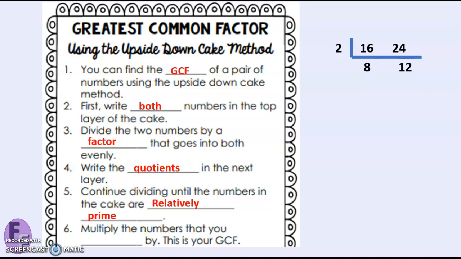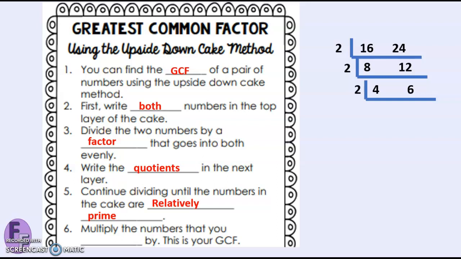When we look at 8 and 12, both 8 and 12 are even, so we're going to continue to divide by 2. 8 divided by 2 is 4, and 12 divided by 2 is 6. And since 4 and 6 still have common factors, we're going to continue to divide. Since they're even, we're going to divide by 2 again.